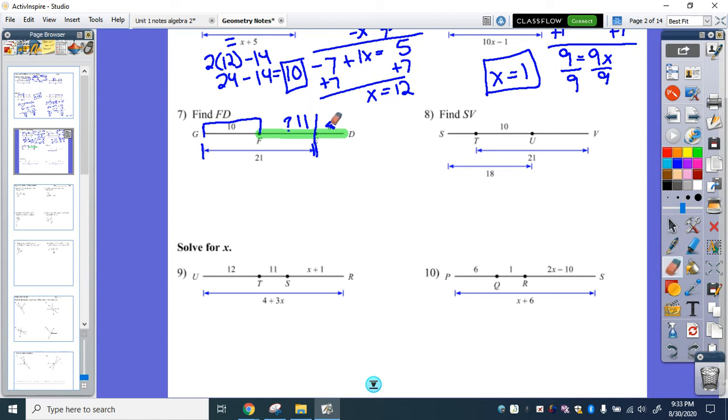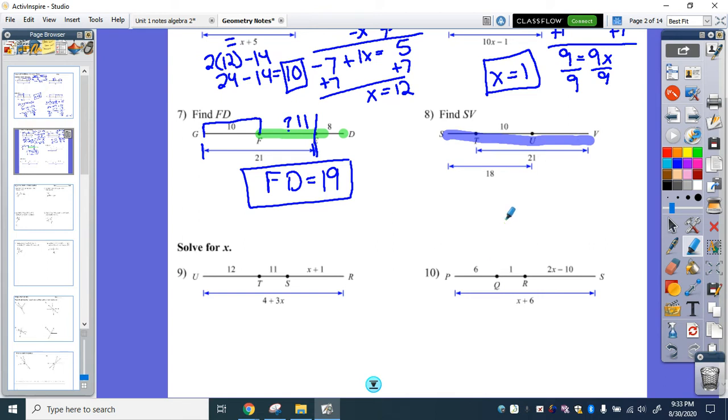So now let's take off what we erased and take a look. If I want to know what that green section is, well, 11 plus 8, F to D is equal to 19. So you have to use a little bit of process of elimination almost to figure out all the missing pieces and then add up the ones that they've asked you for. So again, I would suggest to highlight the section they're asking you for. Here they want to know from S to V. They actually want the whole distance of the whole line, which means I need both of these smaller pieces.